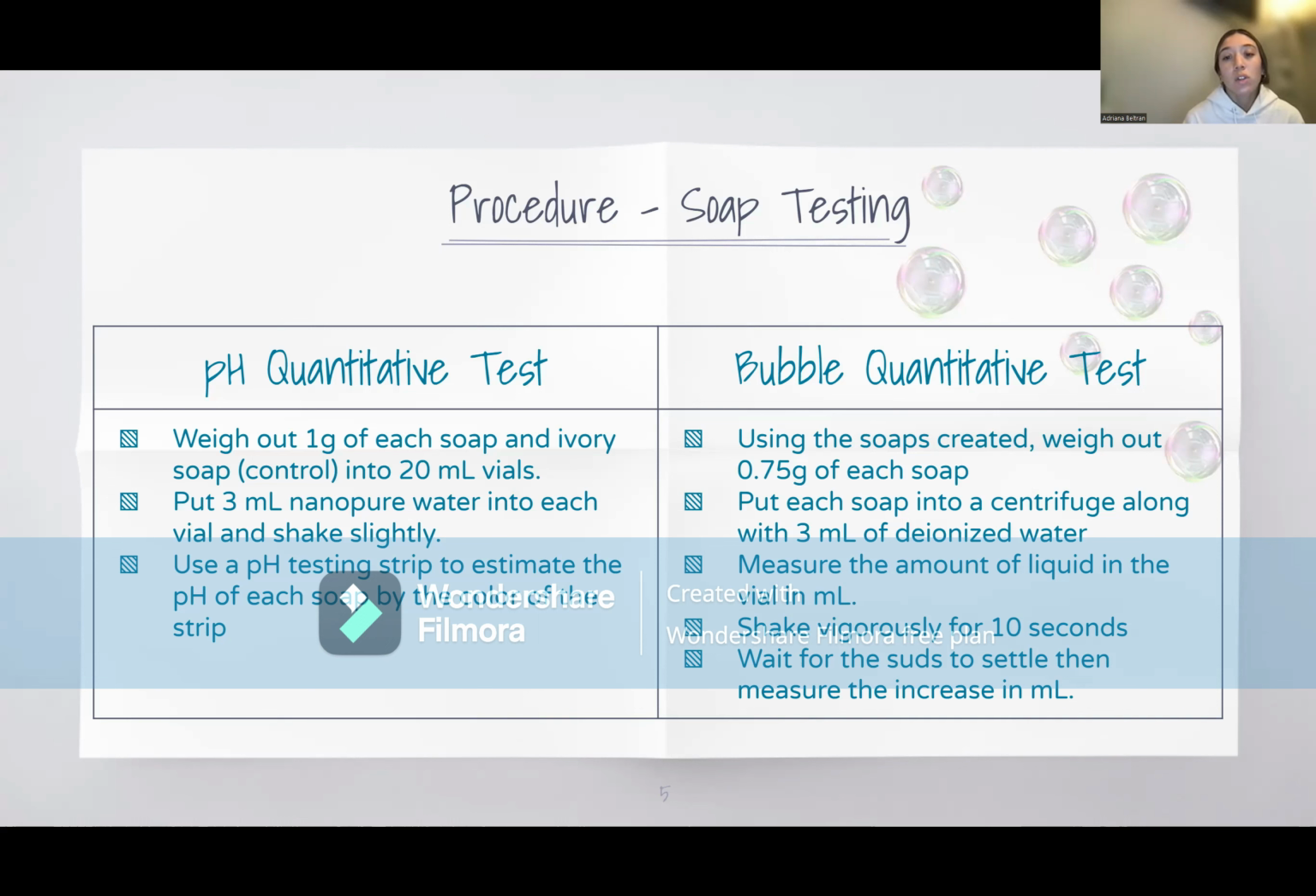Now moving on to the bubble quantitative test, we first used the soaps created, then weighed out 0.75 grams of each soap. We put each soap into a centrifuge tube along with 3 milliliters of deionized water. We then measured the amount of liquid in the vial in milliliters. After that, we shook it vigorously for about 10 seconds. Then lastly, we waited for the suds to settle and measured the increase in milliliters.